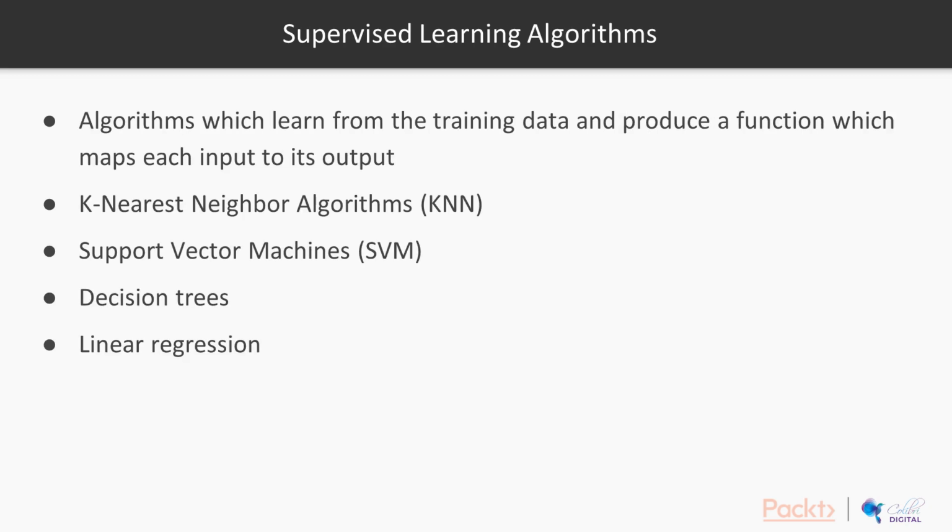Algorithms which depend on a labeled dataset for training are called supervised learning algorithms. Some examples of such algorithms are the nearest neighbor algorithms, support vector machines, decision trees, linear regression, etc. In this section, we will be looking at the k-nearest neighbor algorithm and the support vector machine algorithm.